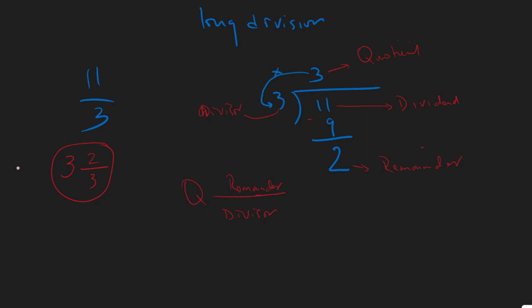So now, before I let you go, let's convert a mixed number to an improper fraction. I'm going to give you the same mixed number, which was 3 and 2/3. This was the mixed number we found earlier, that we converted with the 11 over 3.